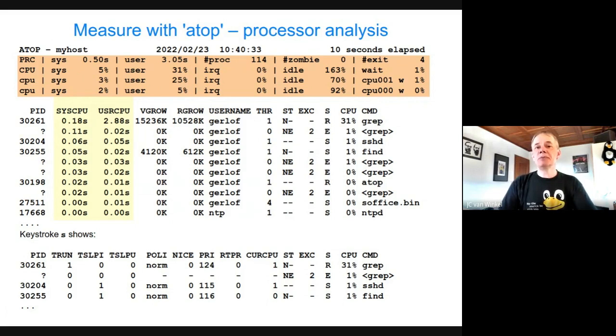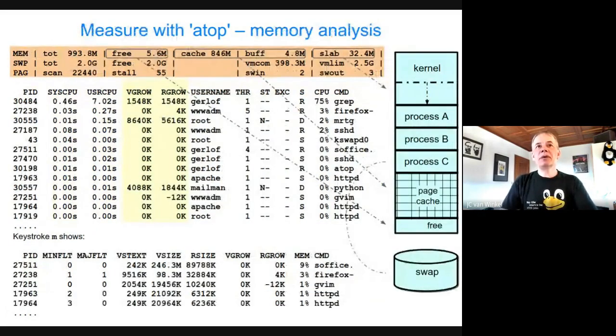So here we have some scheduling information. Let's go to the next category, which is memory analysis. In the system side of things, we will see how much memory we have available in total, how much memory is free, how much is in the cache and in the buffer cache.